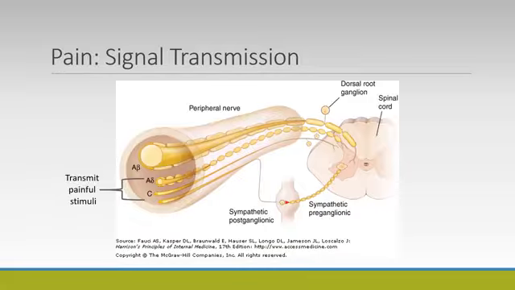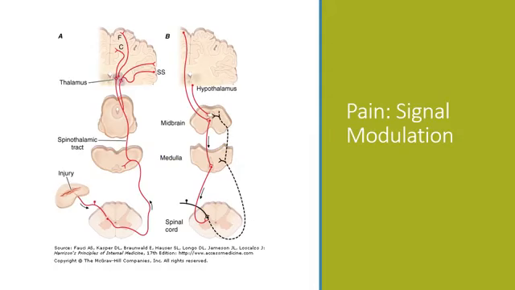If you compare the difference between the A delta and the C fibers, they're both very small, but the A delta fibers have myelination. So you can see the myelin sheath that surrounds the fiber along with the nodes of Ranvier. The other thing to take note of is that the C fibers don't have any myelination.